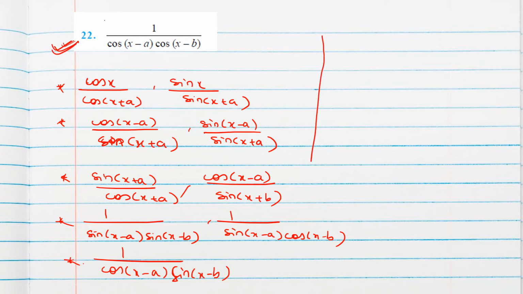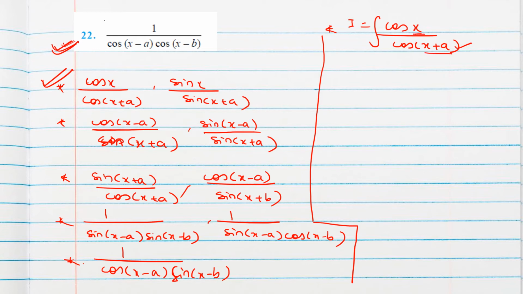What is the working rule? What is the procedure? See, for the first one, if I solve here, I is equal to integral cos x by cos x plus a. The main step will be to make the numerator angle same as the denominator angle. What is the first step in each question? To make the numerator angle same as the denominator angle. So here in numerator we have x only, but in denominator we have plus a. That means we should add a. So if we add a, we should subtract also, isn't it? So what we will do here, arrangement: add and subtract a.